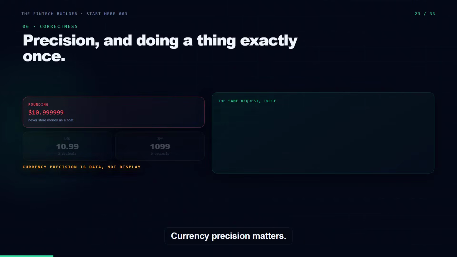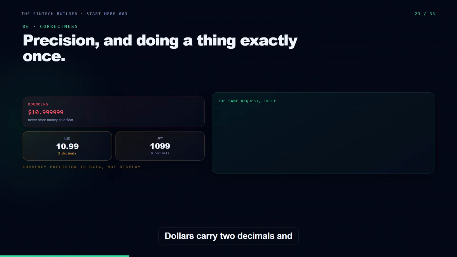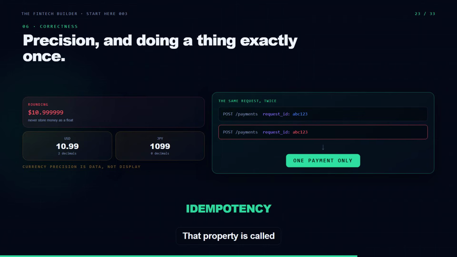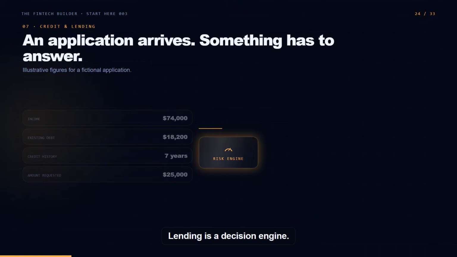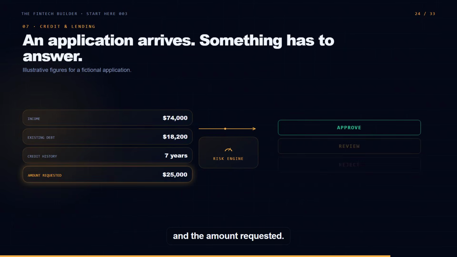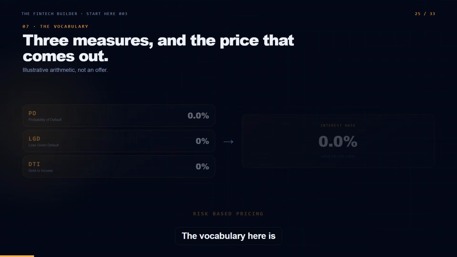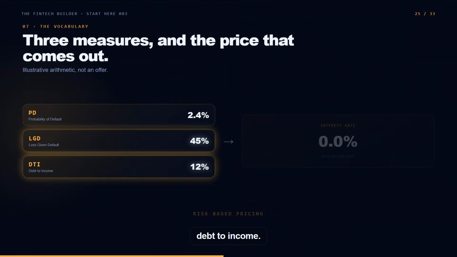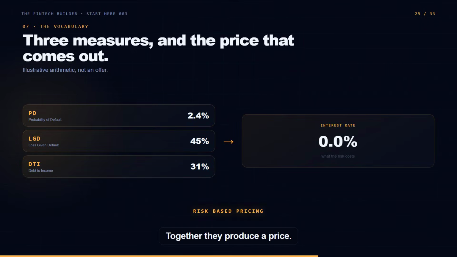Rounding matters. Currency precision matters. Dollars carry 2 decimals and yen carries none. And if the same request arrives twice, it must still produce 1 payment. That property is called idempotency. Lending is a decision engine. An application arrives carrying income, existing debt, credit history, and the amount requested, and something has to answer. The vocabulary here is probability of default, loss given default, and debt to income. Together they produce a price. The interest rate is what the risk costs.